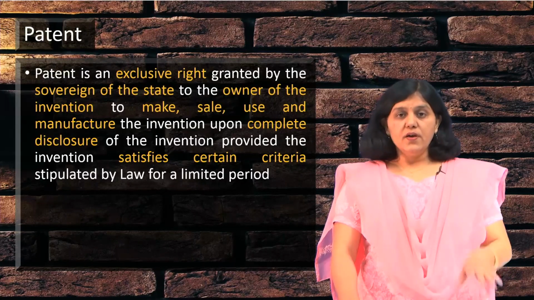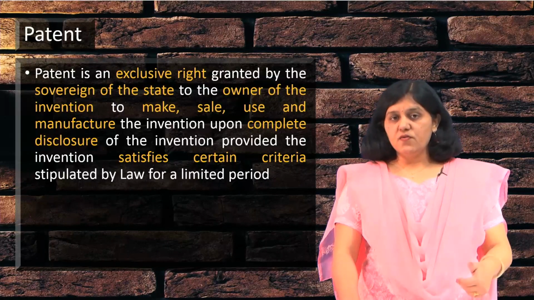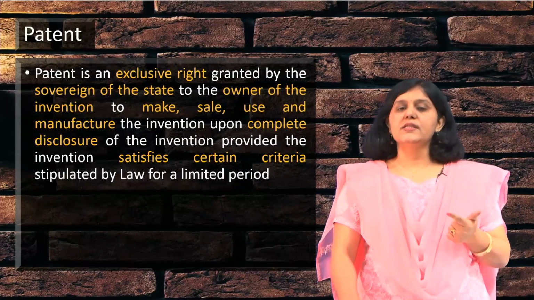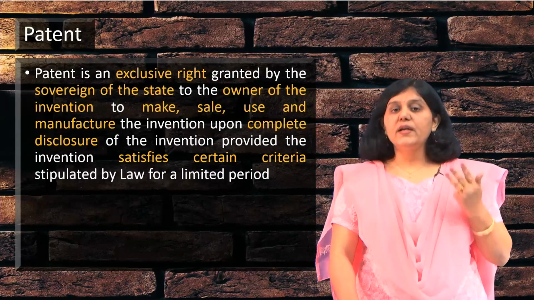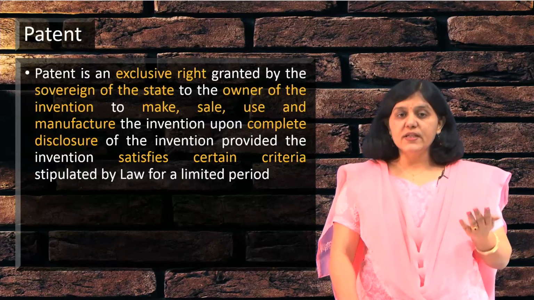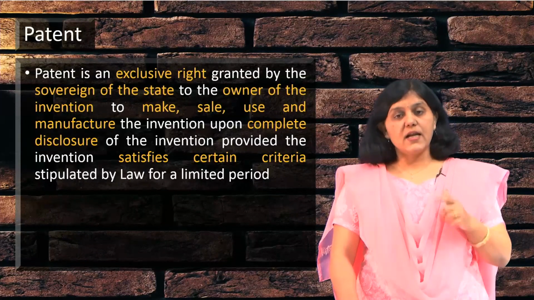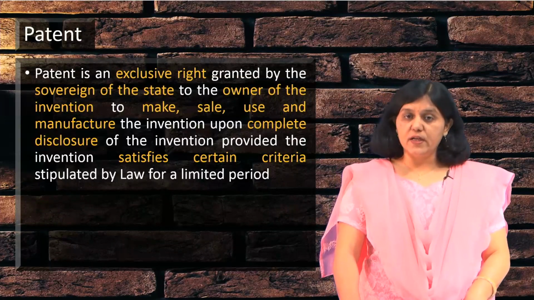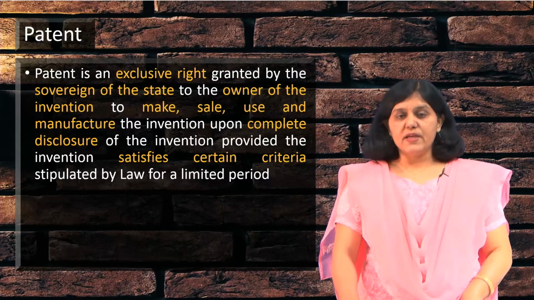Now, we have seen and understood 6 important points in the definition. Which are these? First, a patent is an exclusive right. Second, a patent is granted by the sovereign of the state. Third, it is granted to the owner of the invention. Fourth, a patent gives the owner the right to make, sell, use and manufacture the invention. Fifth, this right is upon complete disclosure of the invention, and the sixth is that the right is provided only if the invention satisfies certain criteria stipulated by law. Which are these criteria? That we will see in the upcoming sessions.